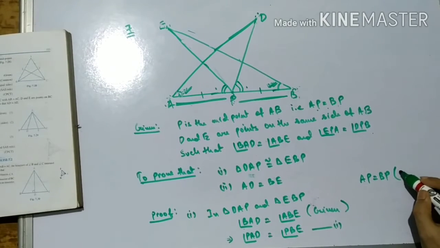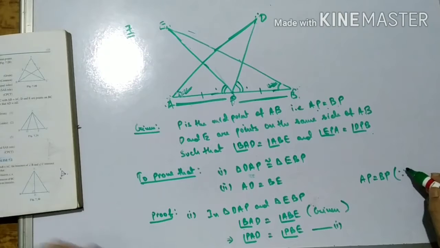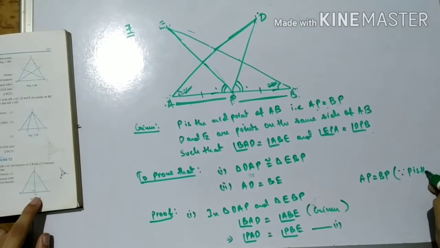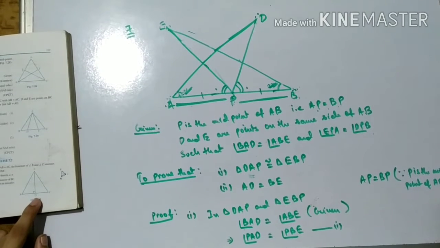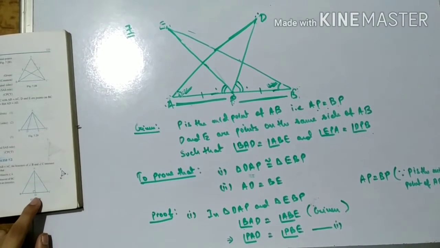Why are these two equal? Since P is the midpoint of AB. P is the midpoint of AB. And this one I will give equation number 2.